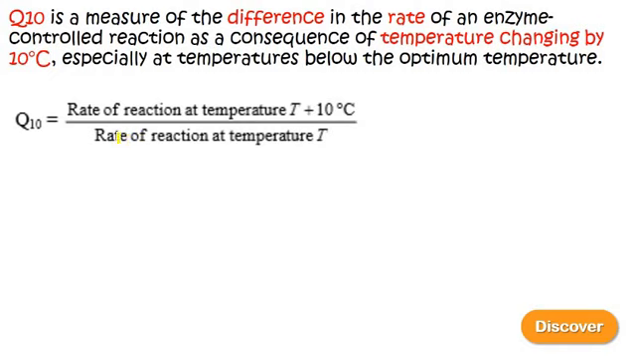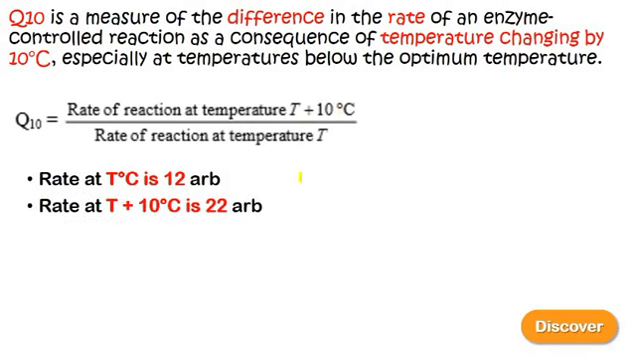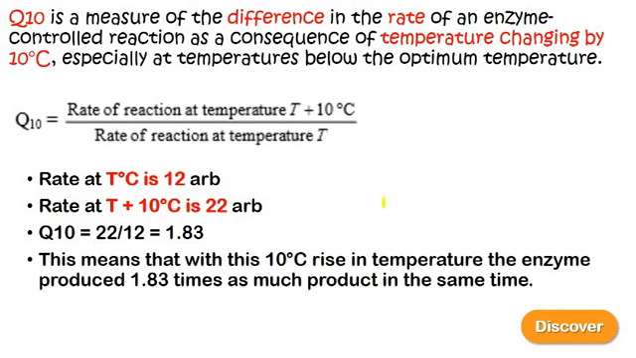Let's imagine that we've got a temperature of 12. Okay? That would go at the bottom. That's a chosen specific temperature. We then need to put the rate of reaction at that temperature plus 10 degrees. And so that temperature plus 10 degrees would have given us 22 arbitrary units. That goes on top. We divide it by the 12, and that gives us a Q10 of 1.83. That means that for a 10-degree rise in temperature, the enzyme produced 1.83 times as much product in the same time. Now Q10 does not have any units. Let's have a look at that on a graph.